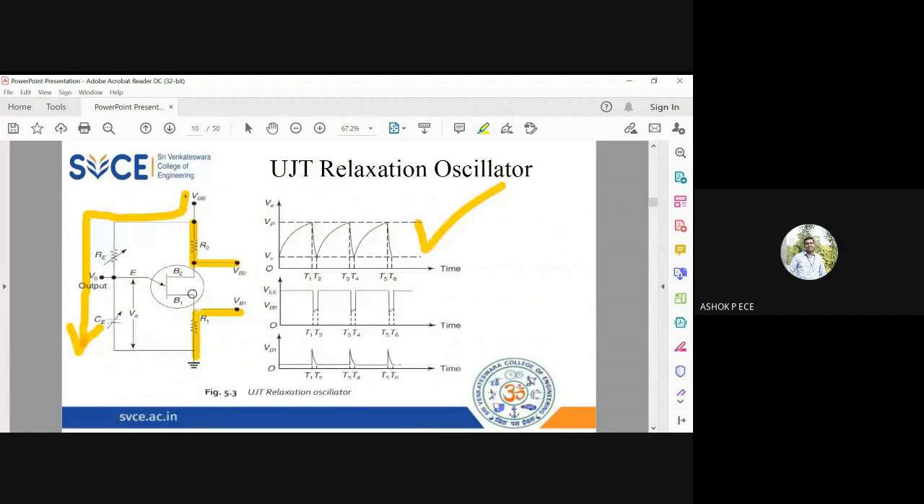In such a case, the capacitor will be discharging like this. Whatever charge the capacitor has stored till the peak point will be discharged through the device as a current. So you see here, you have charging and you have discharging very quickly, and this discharge will happen till the voltage at the emitter becomes less than the peak voltage. When the voltage becomes less than the peak voltage, again this capacitor is going to charge. So in this way, this action is going to be completely repetitive.